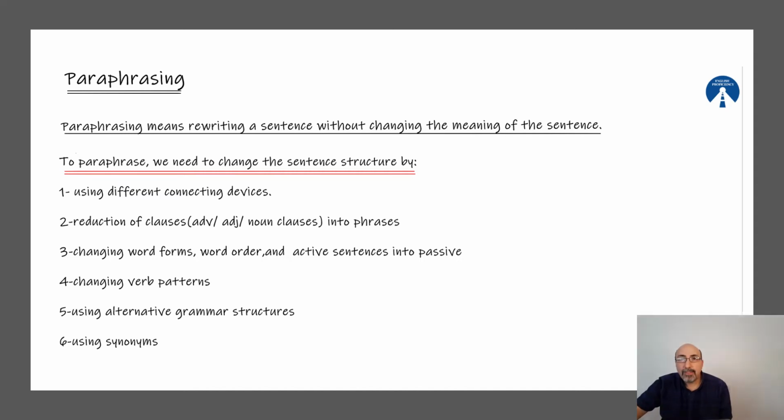Hello everyone. Today I'm going to talk a little bit about paraphrasing and a few tips. So paraphrasing is something we need to do when we are summarizing a passage or a sentence.